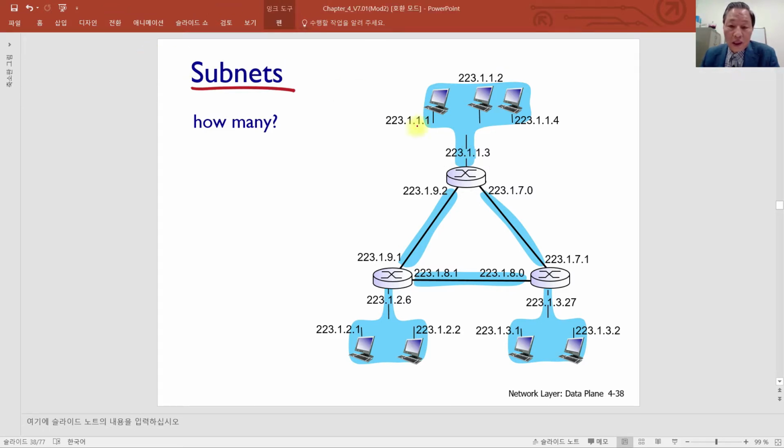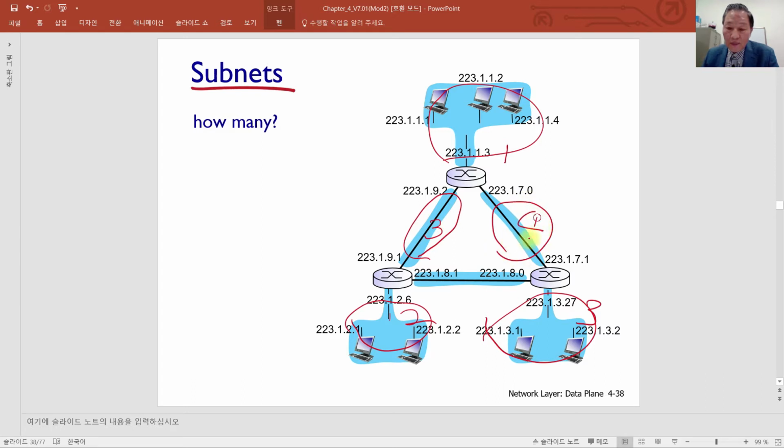Okay, I'll use this color. This one is one subnet. Also this one, two subnets. Third one. Also, this one, even though it seems to be a simple link with no other computer here, is another subnet. Also, this one is another subnet. Sorry, this one is 4 and this one is 5. This one is 6. Thus, we have 6 subnets here.